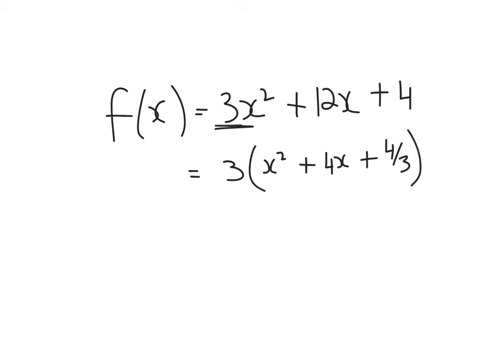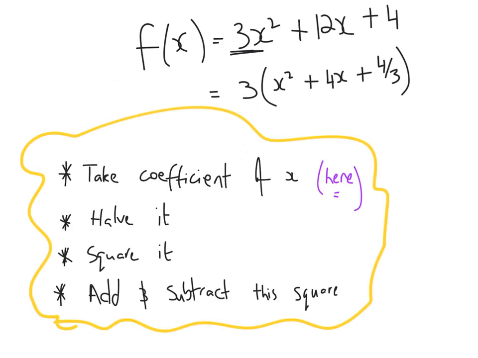And so now I am going to do our 4-step process in relation to this function here, as I can see that this function is the exact same as that one. So here I can see that my coefficient of x is going to be equal to 4.